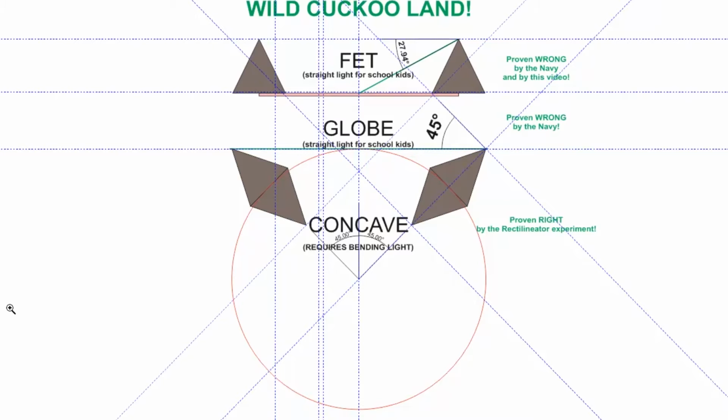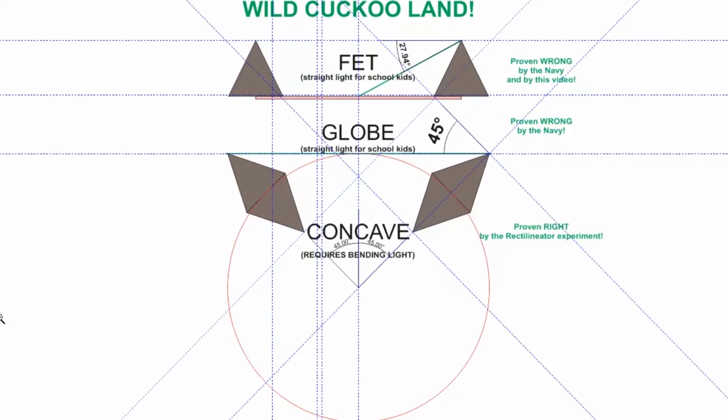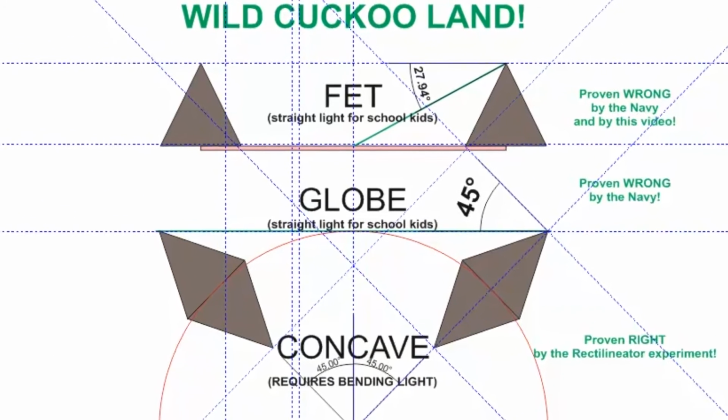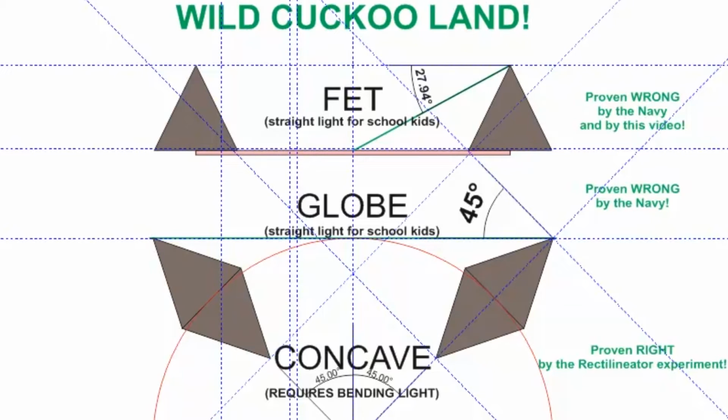However, I do not believe that flat earth theory can work with straight light, as it must have become clear to you also in this video, where it was proven already with the ships and the lighthouse. This is wild cuckoo land for me. The flat earth theory with straight light is for school kids, is proven wrong by the Navy and by this video. The globe earth model with straight light for school kids, again, was proven wrong by the Navy. The Bowditch Manual clearly shows light curvature. Now, the concave earth theory requires bending light and is proven right by the rectilineator experiments.